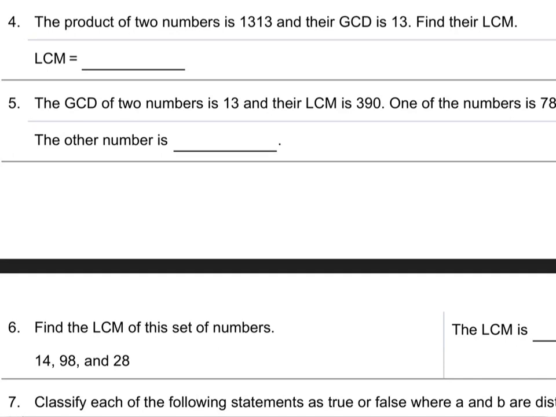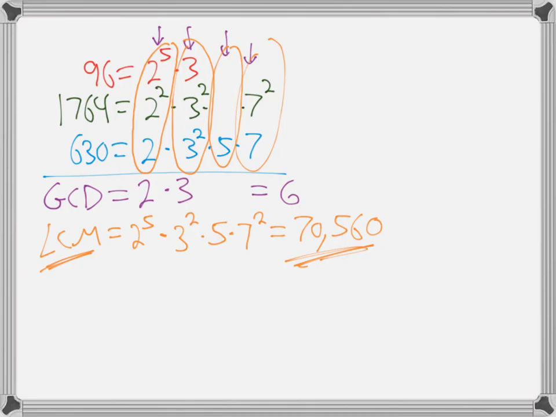Okay, so number 4. The product of 2 numbers is 13, 13, and their GCD is 13. Find their LCM. Well, basically, there's a simple formula that you need to know about. In fact, maybe I could just show it.